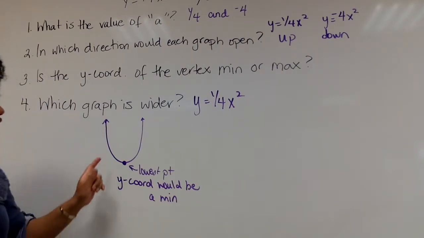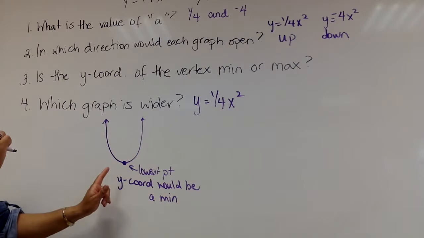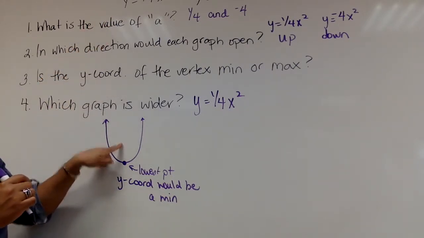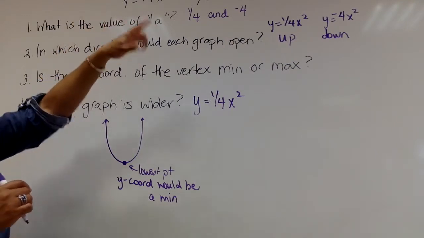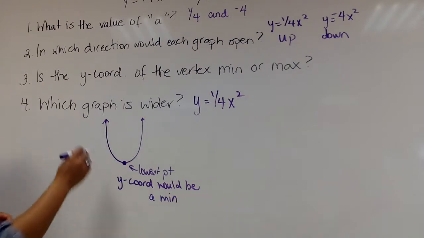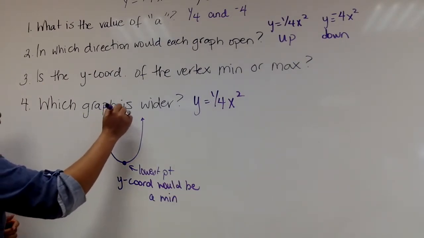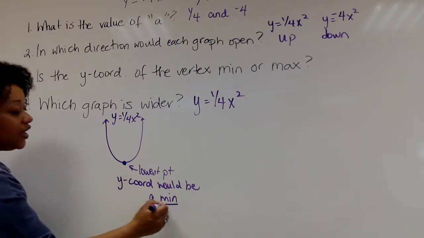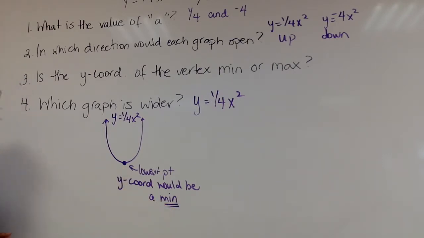All right, so that's the lowest point here. Right? So which one of those functions did I just sketch? The first one or the second one? Hopefully you said the first one because the first one has a positive A. So this would be y equals 1/4 x squared. Your vertex is at the lowest point. Then you would answer minimum. Not minute, minimum. All right?